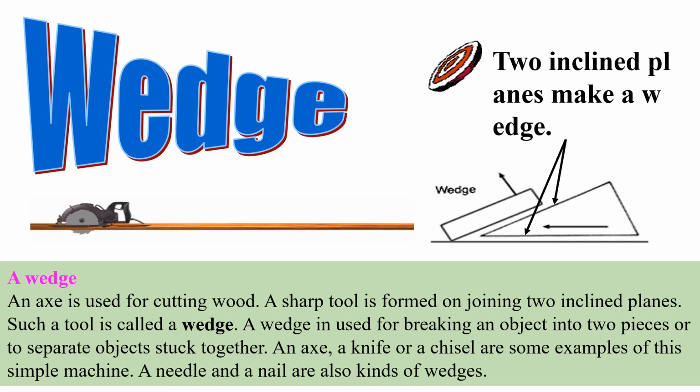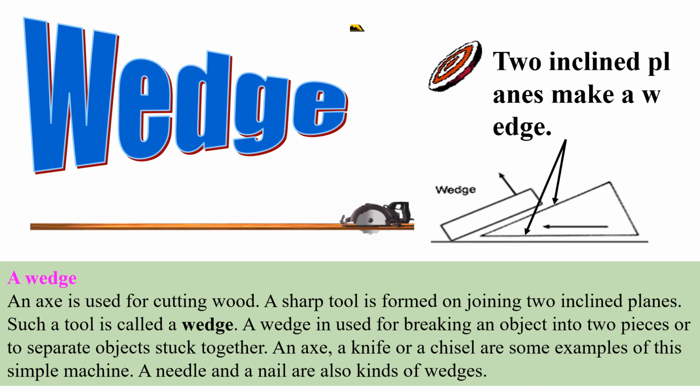An axe is used for cutting wood. Everybody has noticed that हम लोगों को कुल्हाड़ी की जरूरत पड़ती है in order to cut the wood. A sharp tool is formed on joining two inclined planes. दोनों तरफ अगर if you notice of the axe, कुल्हाड़ी का जो आगे का साइड होता है, दोनों साइड से स्लोप inclined plane की तरीके से स्ट्रक्चर होता है, ठीक है. Such a tool is called a wedge.